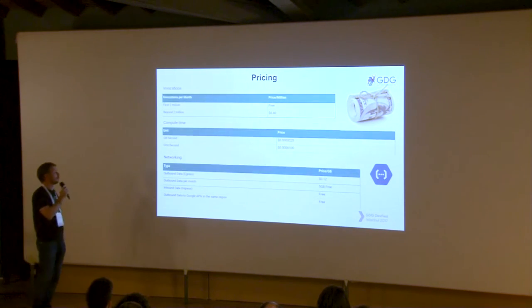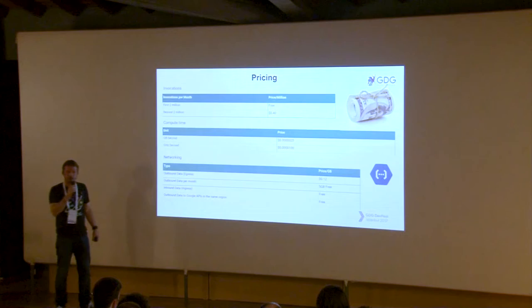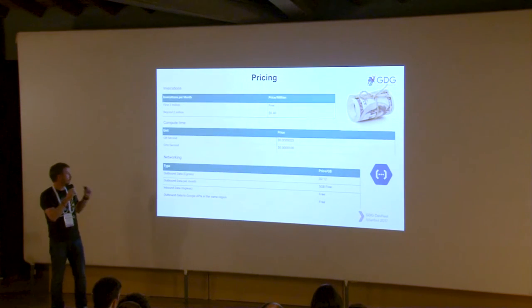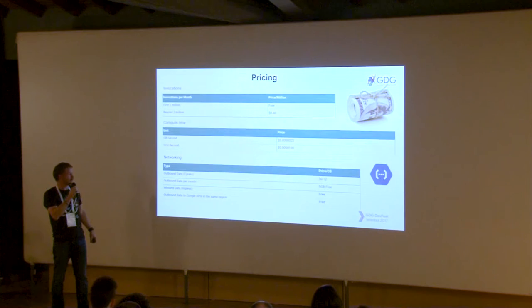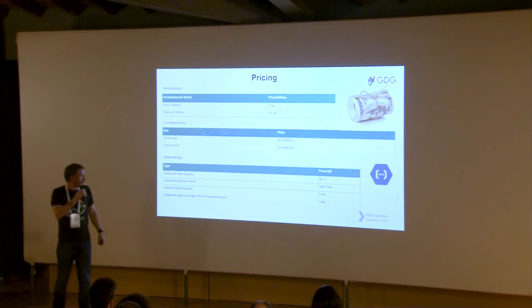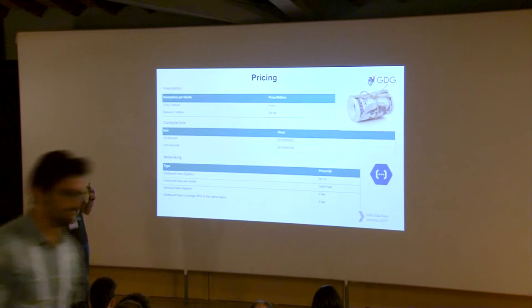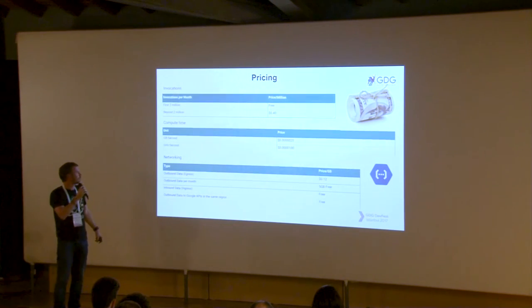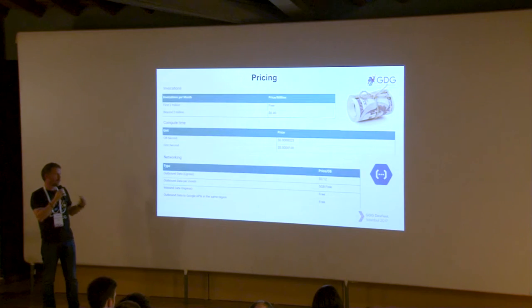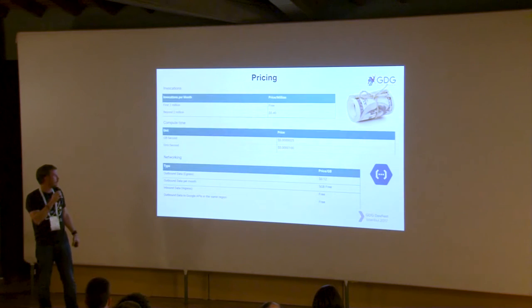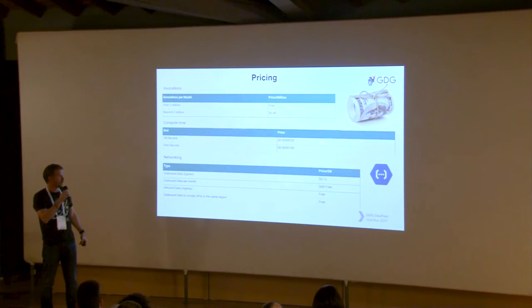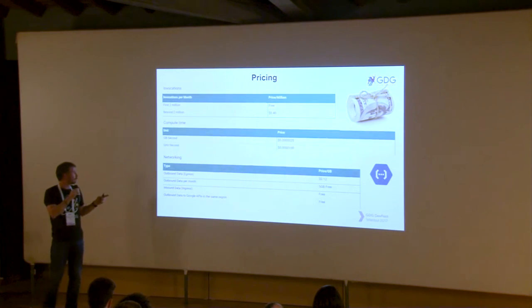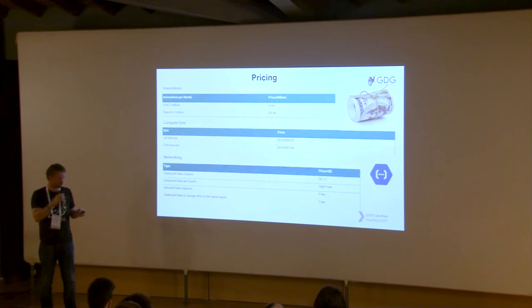And Google Cloud Functions has a price for networking. For outbound data, you have the possibility to use 5 gigabytes free, and for all data more than 5 gigabytes, you have to pay 12 cents per gigabyte. Inbound data is free, and outbound data to all Google IPs of the same region is free.